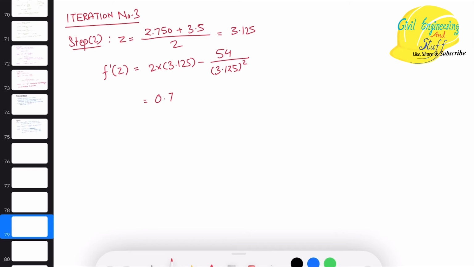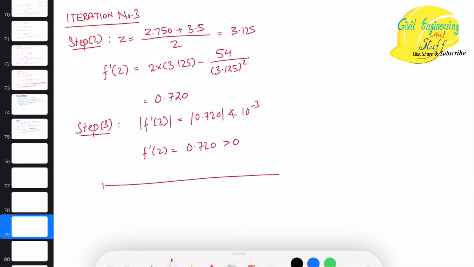So here your f dash z value is 0.720. So we have completed our step 2. Now let's move to step 3. First of all, we see the mod of f dash z, which is mod of 0.720, a positive value, and this value is not less than 10 to the power minus 3, so we cannot terminate. Now let's check if our f dash z value, 0.720, is greater than 0 or less than 0. Yes, it is greater than 0. So if this is greater than 0, which area will we eliminate?